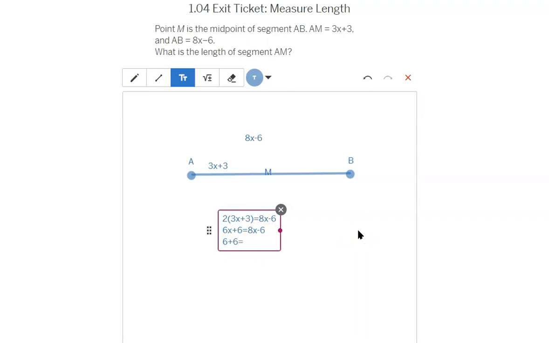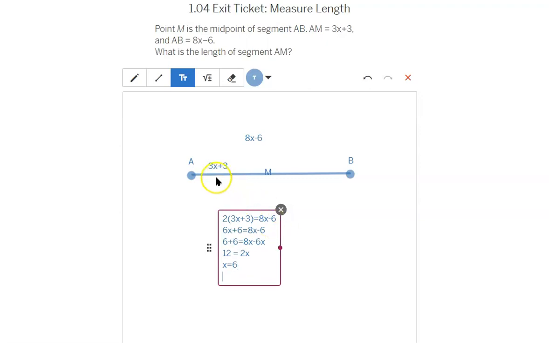Now I've got 8x over on this side. I want to bring my 6x to the other side. It's a positive, so it's going to become a negative. Now I can add 6 plus 6, and 8x minus 6x gives me just 2x. When I divide, I notice that x is worth 6.